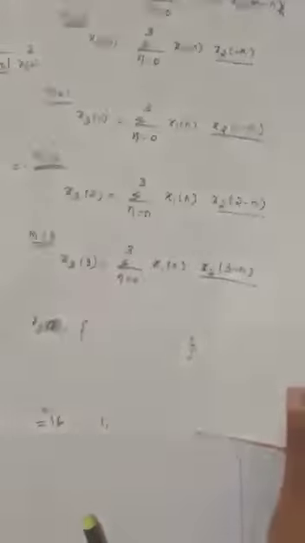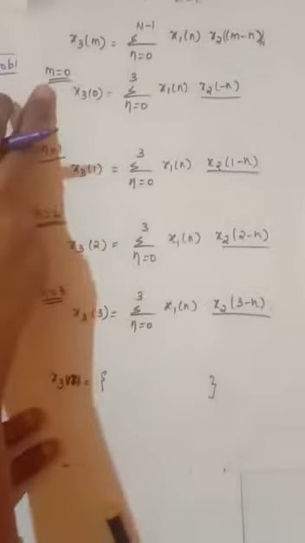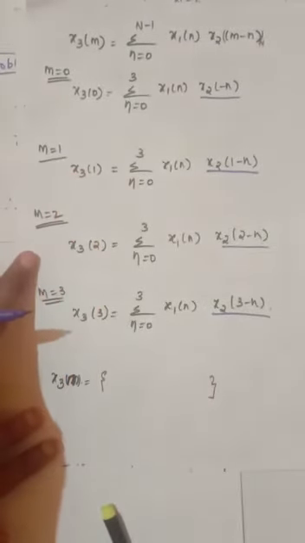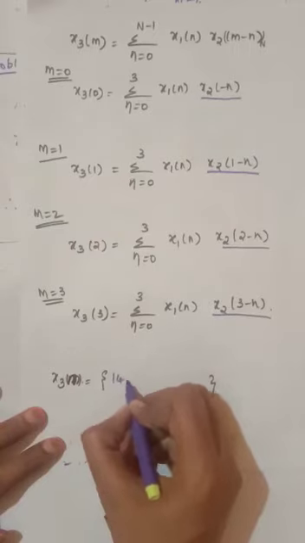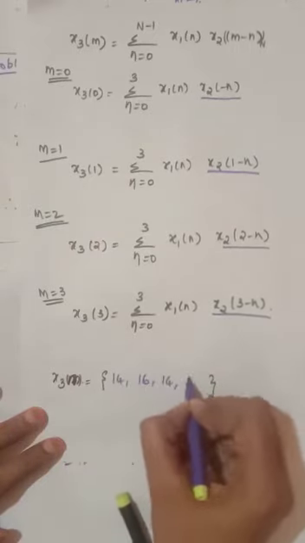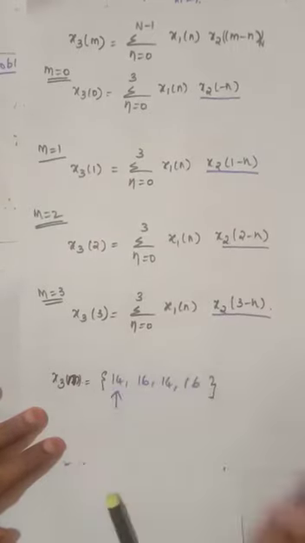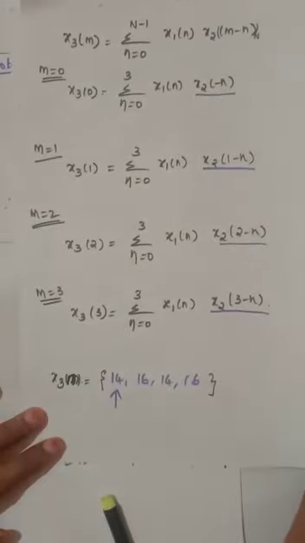So finally, what are all the things we have done? I have done m equal to 0, m equal to 1, 2, 3. So the answer obtained is what? 14, 16, 14 and 16. So this is the output. Like that we need to perform circular convolution.